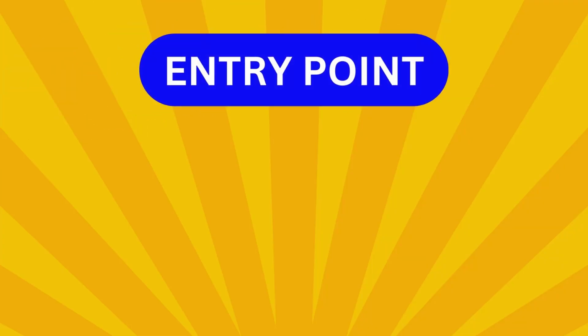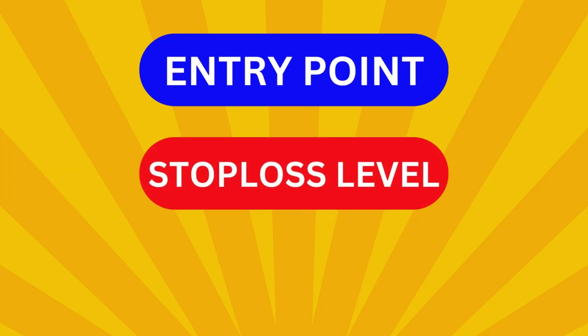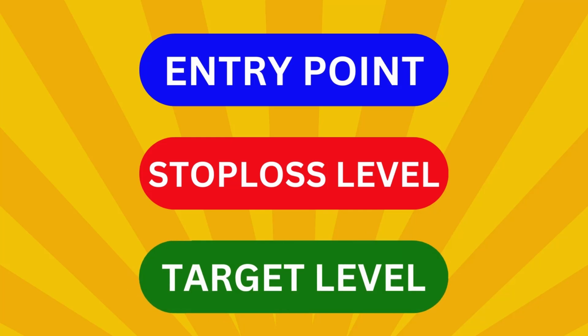What are the essential components of a good trading system? First, a precise entry point for trades. Second, an appropriate stop-loss level based on risk-reward. Third, a proper target level based on risk-reward. A simple trading system should ideally have these three key elements.